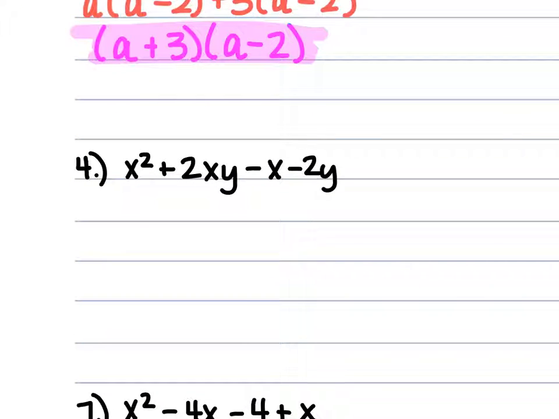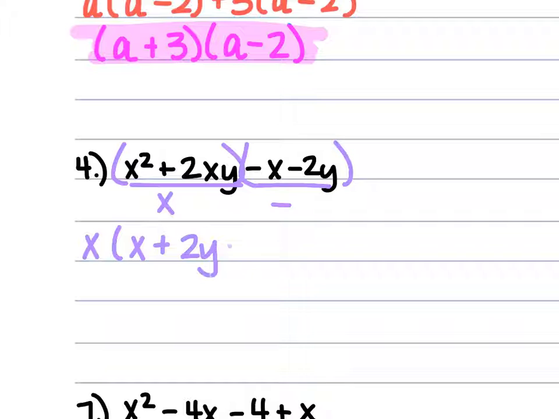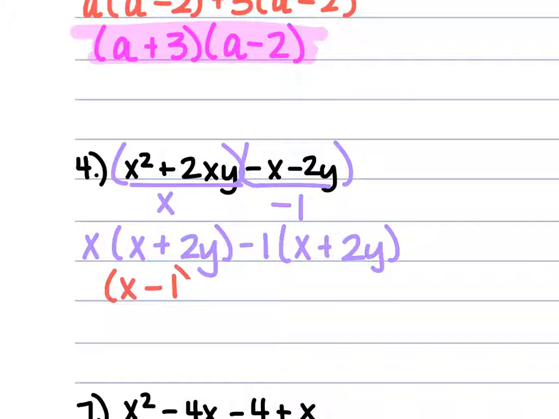For example 4, we have x squared plus 2xy minus x minus 2y. So parentheses around the first two, parentheses around the last two. Your greatest common factor between the x squared plus 2xy is x. Your greatest common factor between the negative x minus 2y is negative 1. So this is going to leave us with x times x plus 2y and negative 1 times x plus 2y. So our two sets of parentheses are the same. So we make one with the x minus 1, and then another is the x plus 2y.